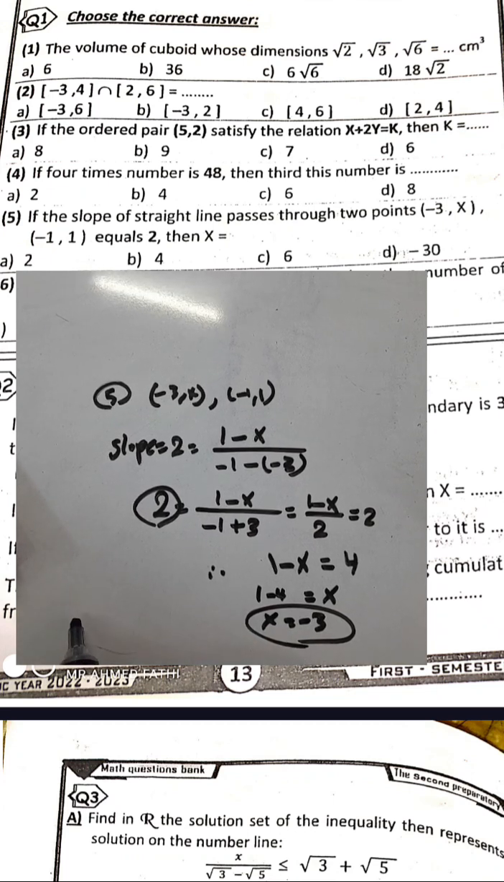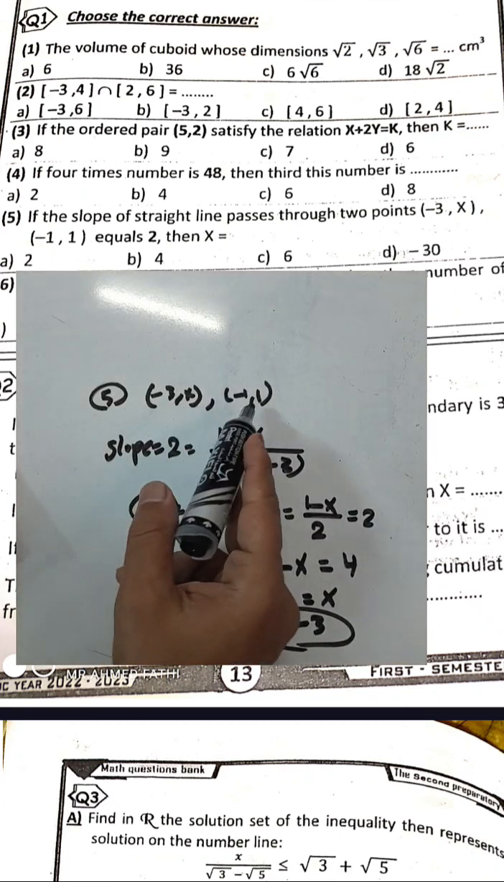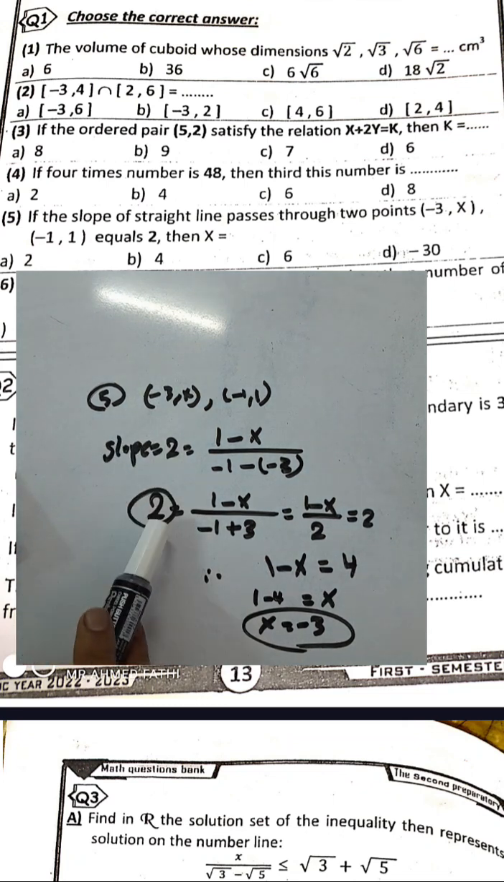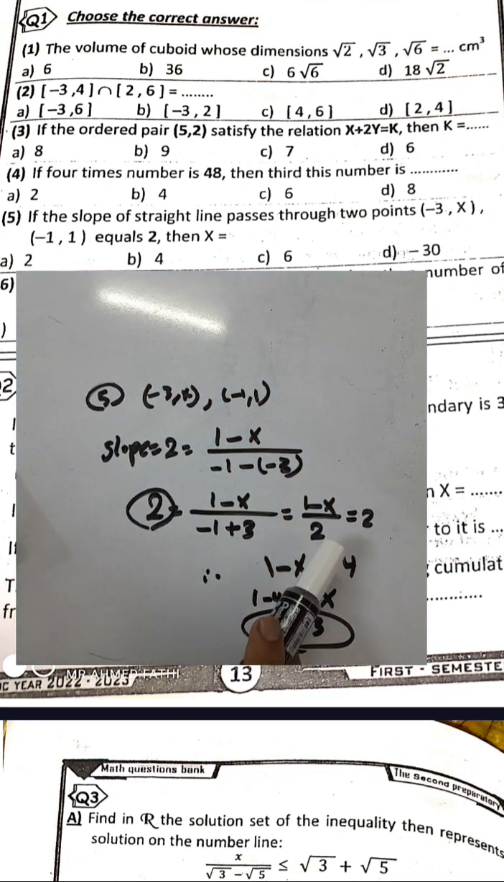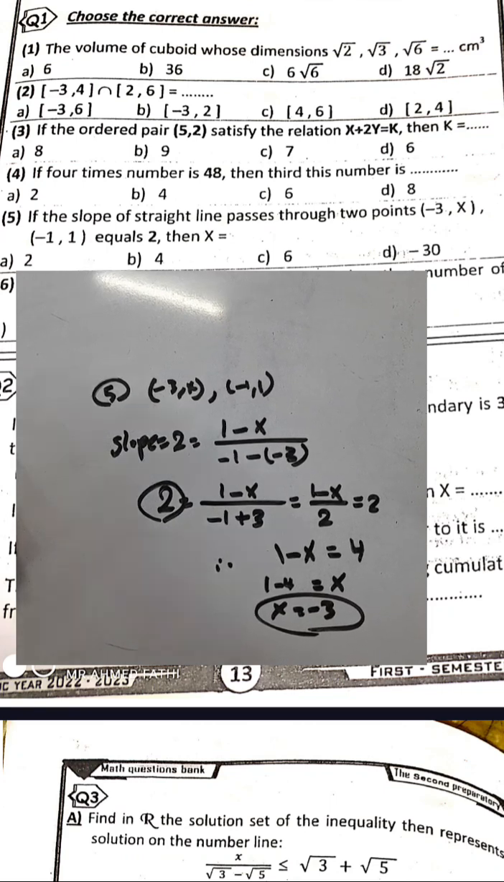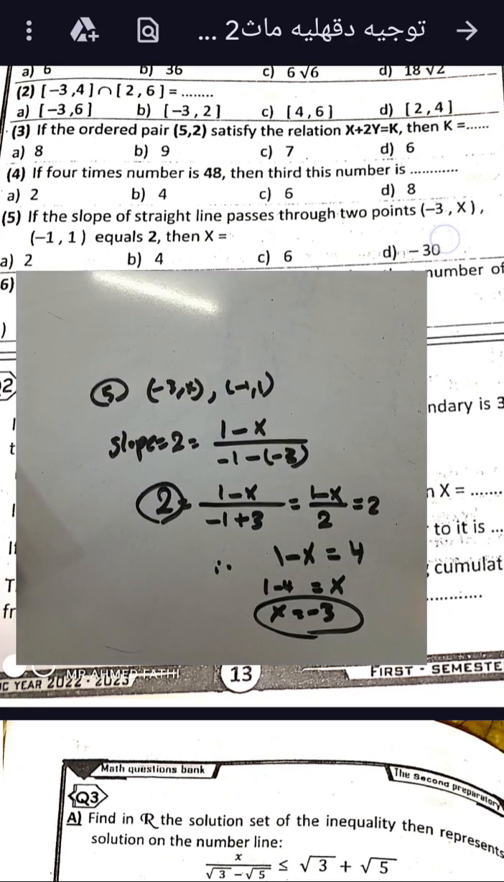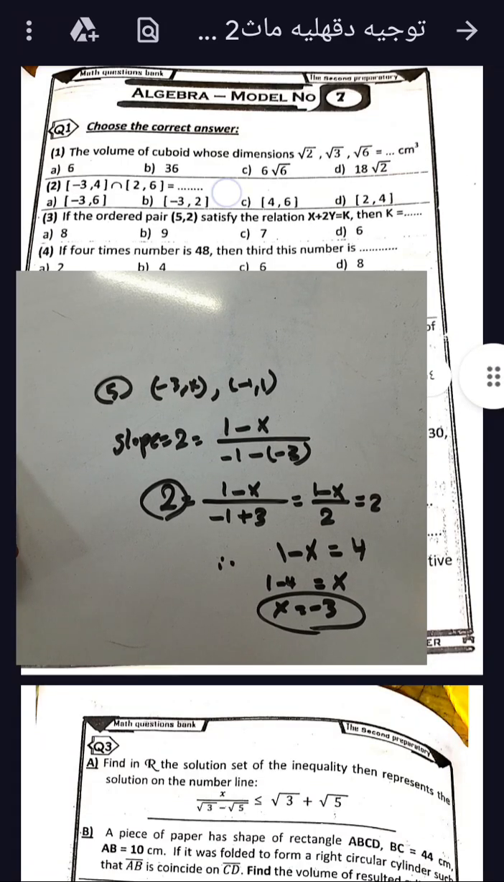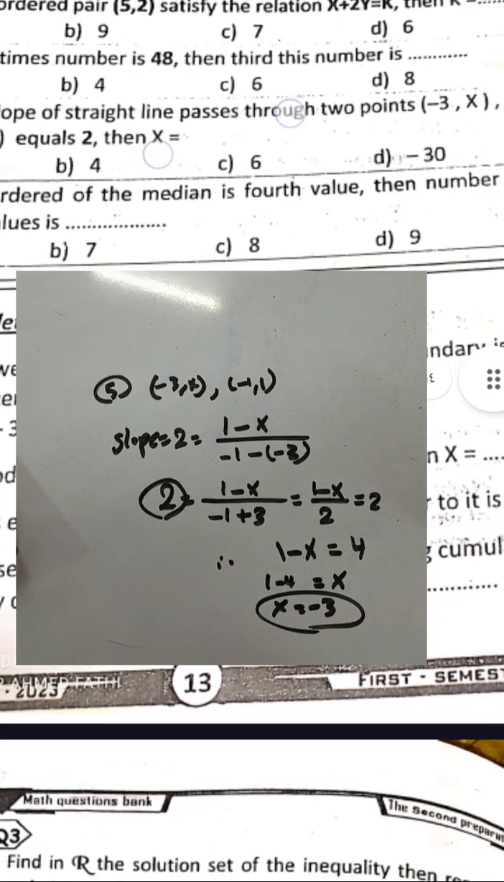Okay, again, we have negative 3 and x and negative 1 and 1. Slope equals 1 minus x over negative 1 minus negative 3. 1 minus x over negative 1 plus 3 equals 2. Slope equals 2, 2 times 2, 4. Then the value of x will be negative 3. Negative 3, not negative 30, cancel the 0 here, okay? It's negative 3 only. The result, negative 3. Okay, my students? Next question.